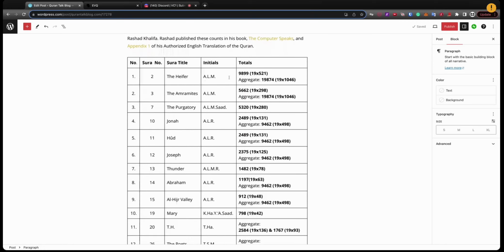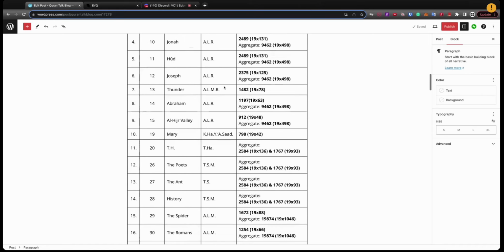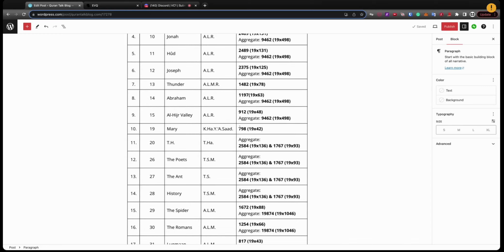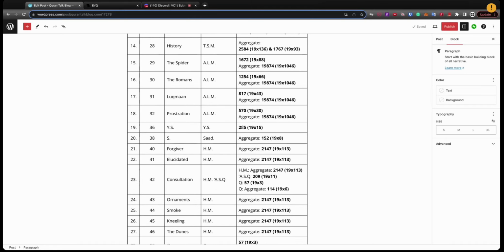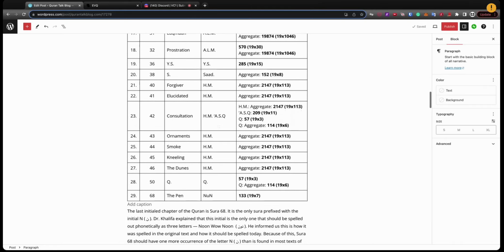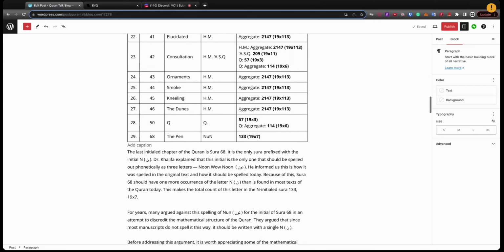So Surah 2, Alif Lam Mim, has 9,899 Alif, Lam and Mim, but then the aggregate of all the Alif Lam Mim surahs is also a multiple. You'll see this for all the sets. Alif Lam Mim Ra, 1482, which is 19 times 78. Kaf Ha Ya Ain Sad, 798, which is 19 times 42. Yasin, 285, which is 19 times 15, and such.